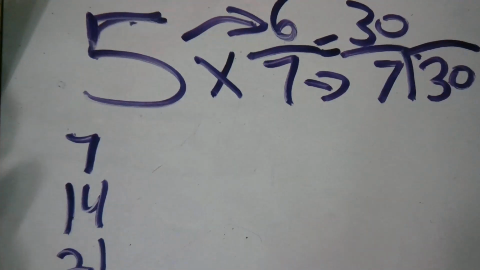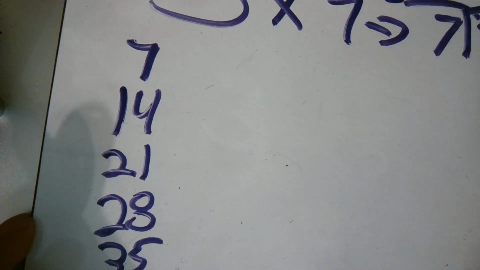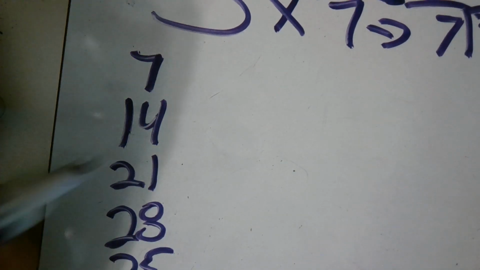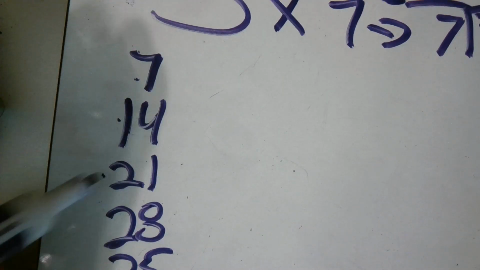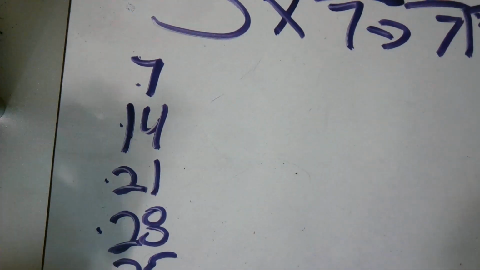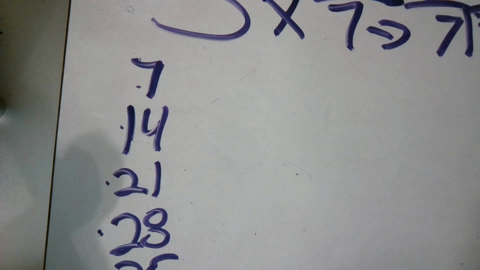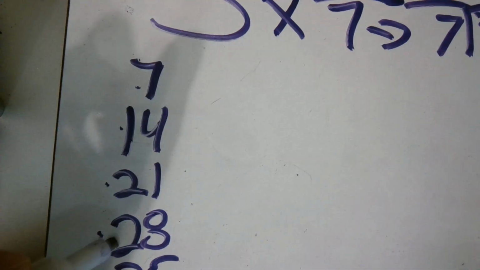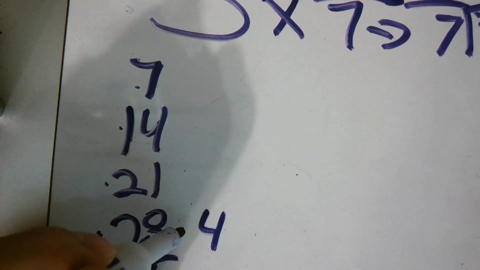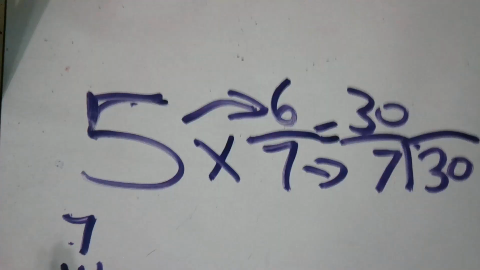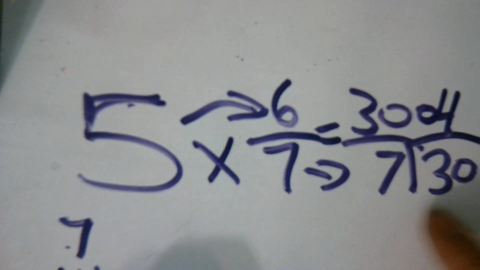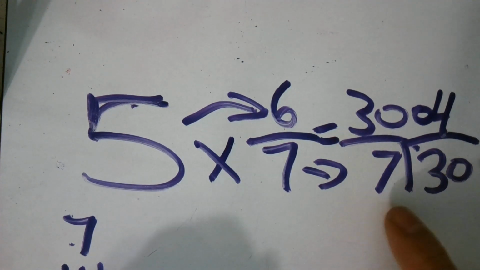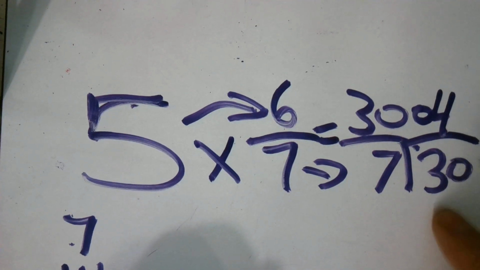Let me get my camera to move. Okay. So 7 times 1, 7 times 2, 7 times 3, 7 times 4, and then 35 is down there off the screen. Sorry. So it's going to go in there 4 times. 7 times 4 is 28. So going back to my problem, 7 doesn't go into 3, so it goes into 30.